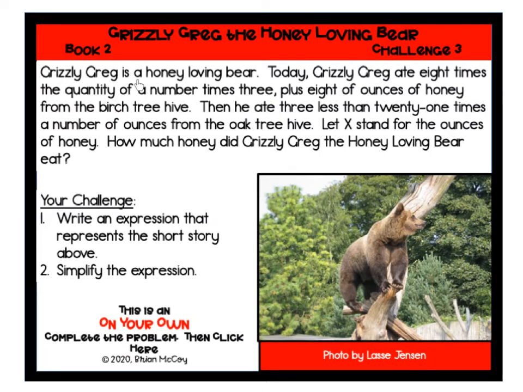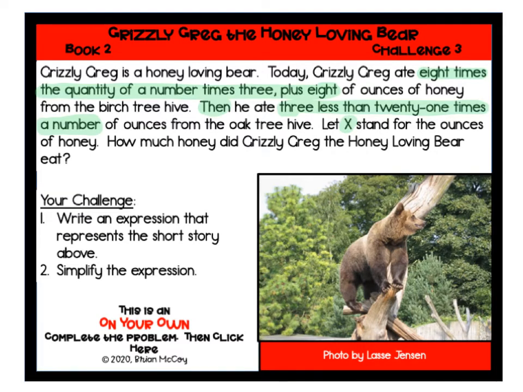Grizzly Greg is a honey-loving bear. Today, Grizzly Greg ate 8 times the quantity of a number times 3 plus 8 ounces of honey from a birch tree hive. Then, he ate 3 less than 21 times a number of ounces from an oak tree hive. Let X stand for the ounces of honey. How much honey did Grizzly Greg, the honey-loving bear, eat? And your challenge is to first write an expression and then simplify that expression.